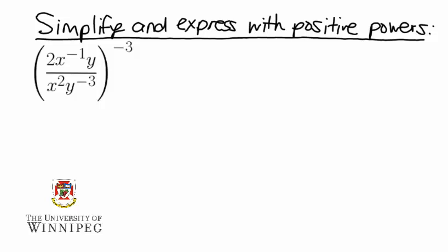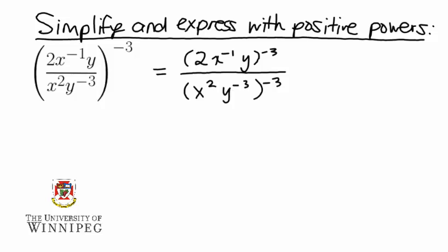In this example, we're going to simplify this expression and express our final answers with only positive powers. Here we'd like to explore one of the distributive properties of powers. And that is, if we have a fraction, we can distribute this outer power to both the numerator and the denominator. Doing this distribution, we get something that looks like this.